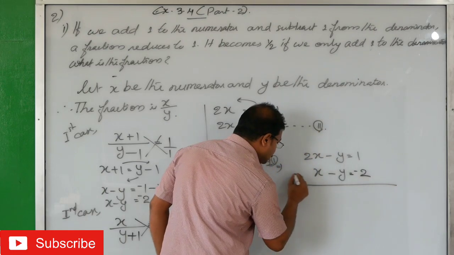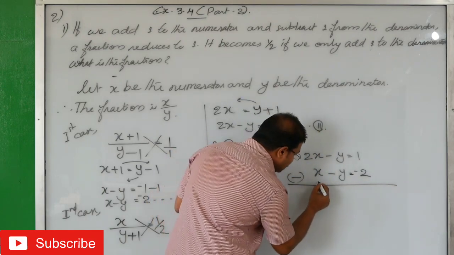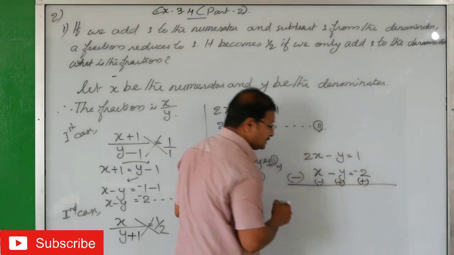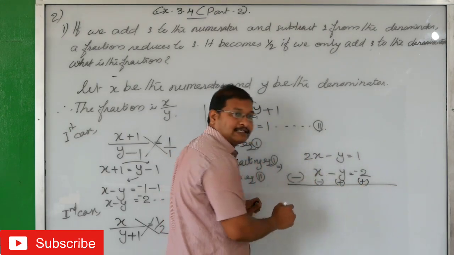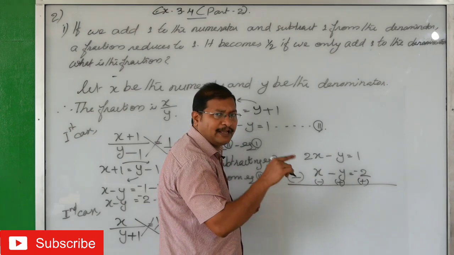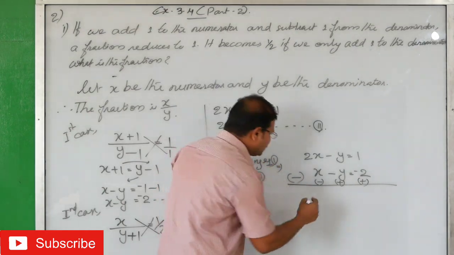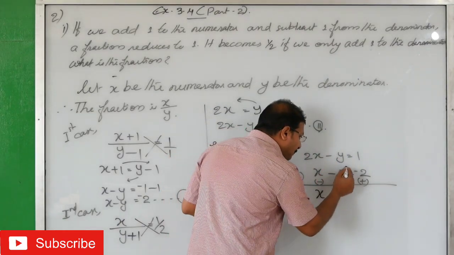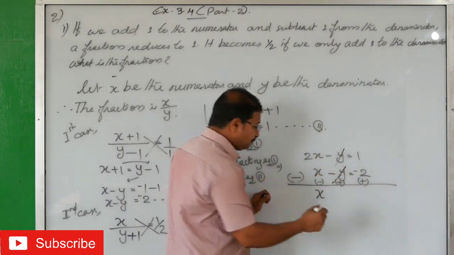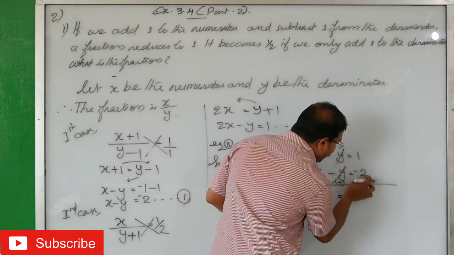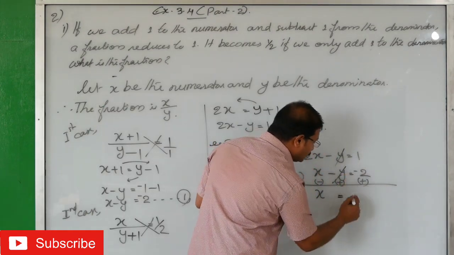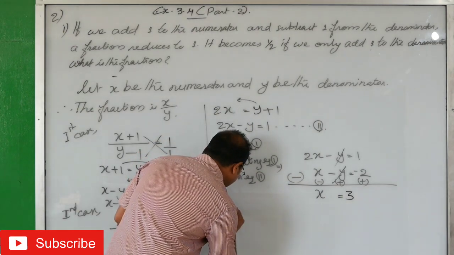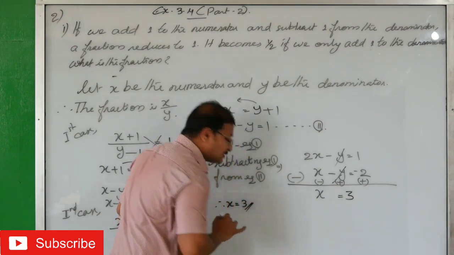When we subtract, see what will happen? The plus term becomes minus, and the minus term becomes plus. 2x minus x. 2 mango minus 1 mango, 1. That's x. And minus y plus y will cancel. This equals 1 plus 2. Here is plus 2. So 1 plus 2, that is 3. Therefore, x equals 3. We got it, x equals 3, isn't it?